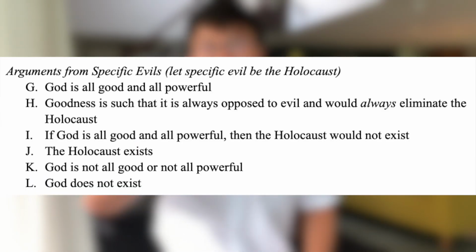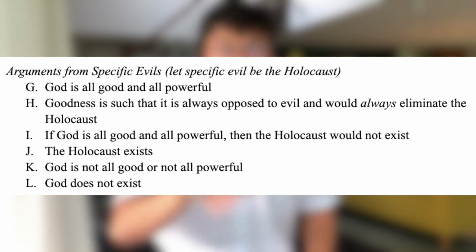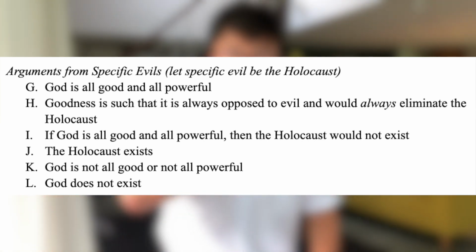So, for example, a reformulation of this might be, let's just take the Holocaust. And you might say, well, all right, God is all good and all powerful. If God is all good and all powerful, the Holocaust would not exist. And of course, you'll add Mackie's contribution by saying an all good and all powerful being would remove the Holocaust in every possible world. The Holocaust existed, and then of course the argument would follow as such.